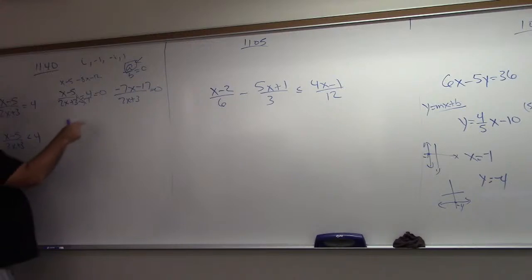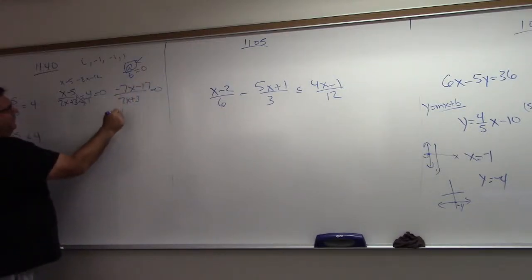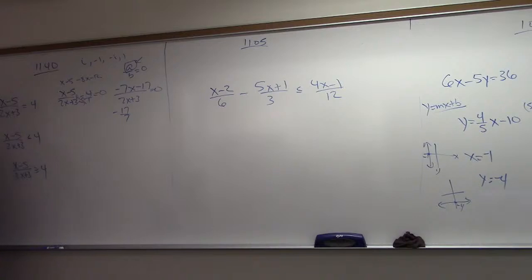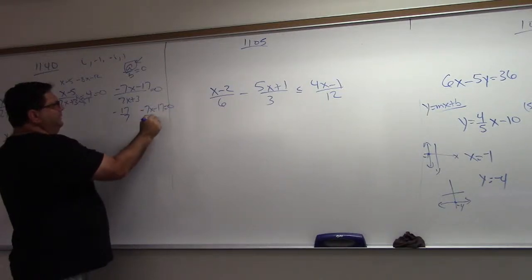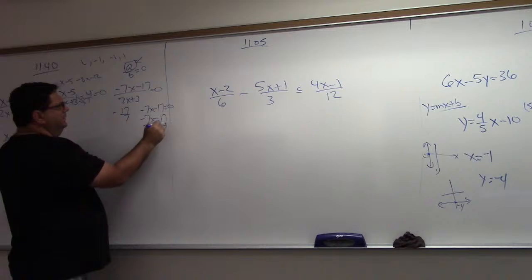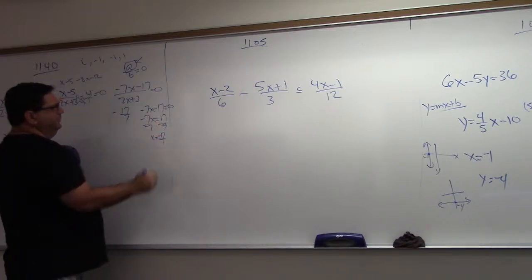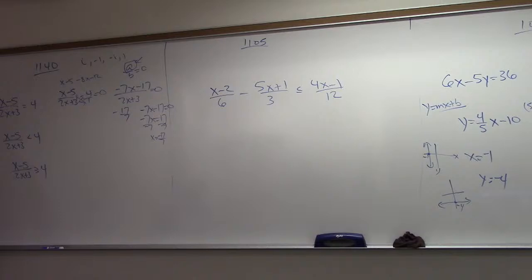All right. So when's it equal to 0? It's equal to negative 17 over 7. Because you're setting this equal to 0, you're getting negative 7x equals 17, divided by negative 7, x equals negative 17 over 7. Now, you could have gotten it, Jake, by multiplying both sides by 2x plus 3. Okay, that's what I did. And that would have accomplished the same thing.